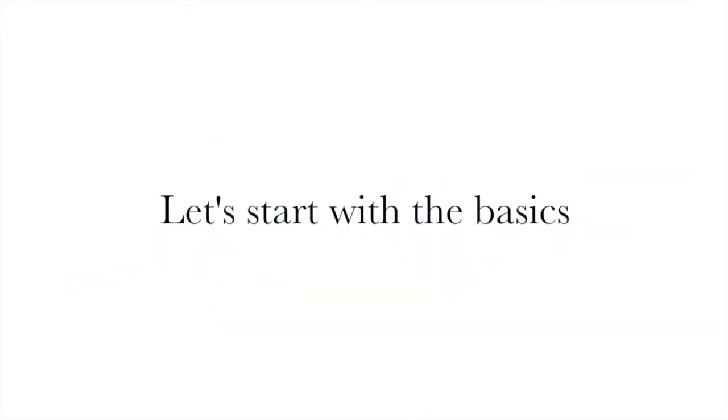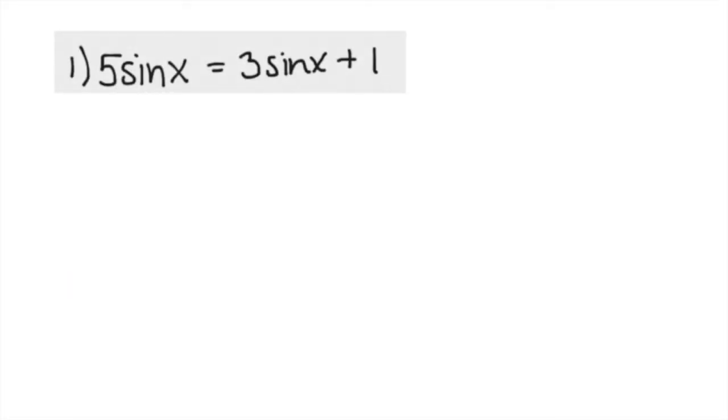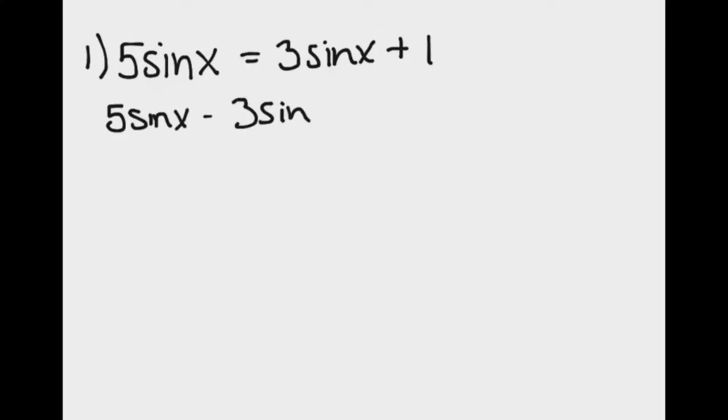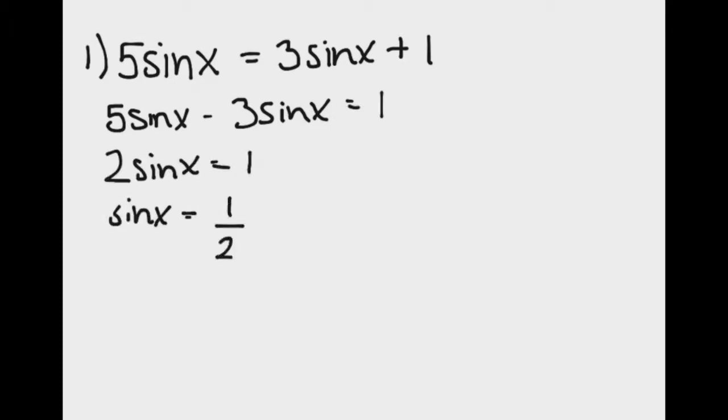Let's start with the basics. Here we see an easier example of how to factor a trig equation. Treating it like solving a polynomial equation, we then collect like terms by moving the sine x over to the other side and dividing both sides by 2, which leaves us with sine x equals 1/2.